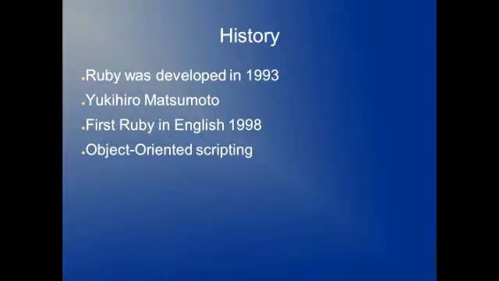At the time, it was only available in Japan. Also in 1998, the first English homepage for Ruby was made, but Ruby was still localized in Japan.